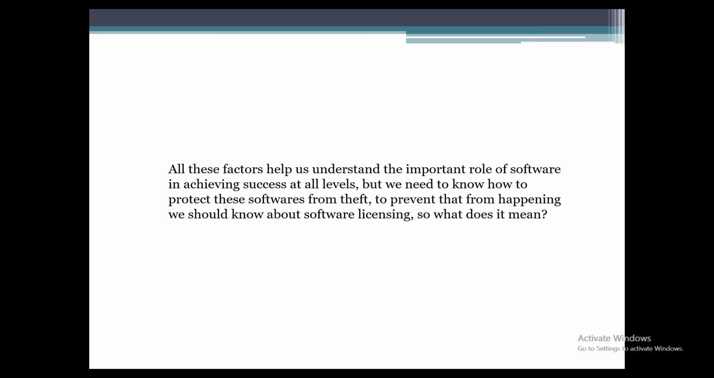But we need to know how to protect this software from theft. To prevent that from happening, we should know about software licensing. So what does it mean?